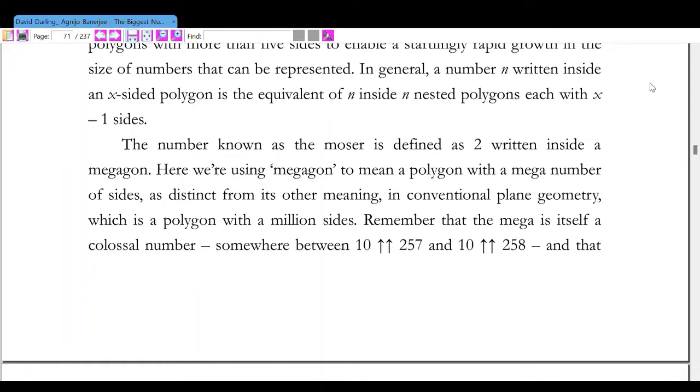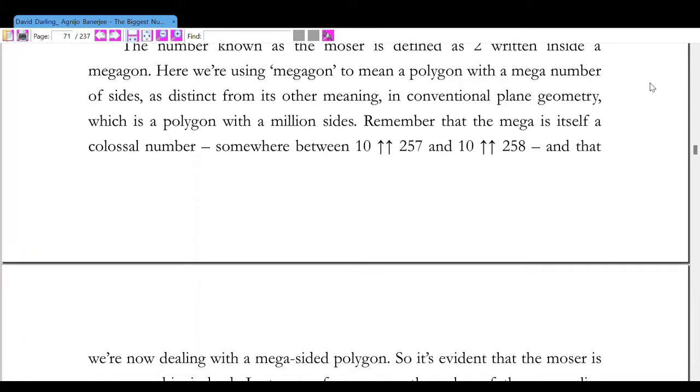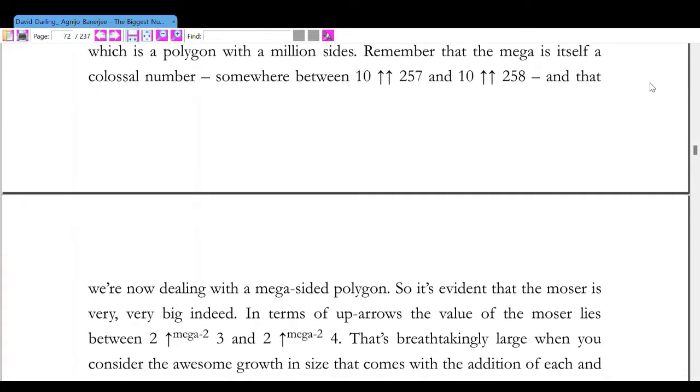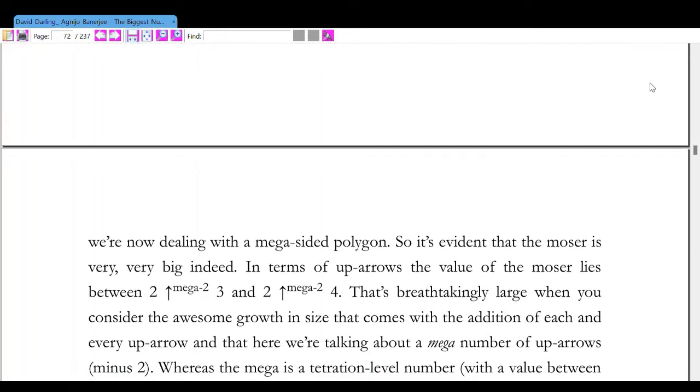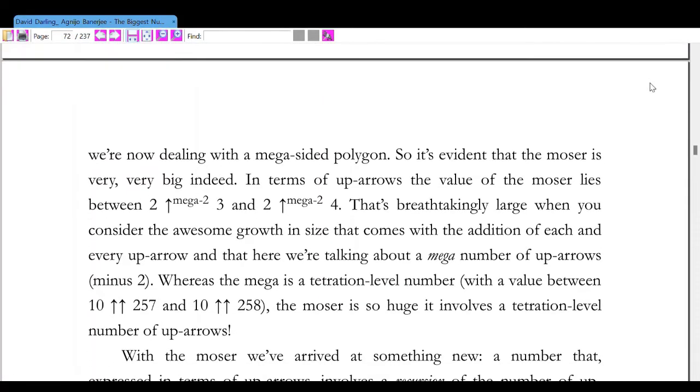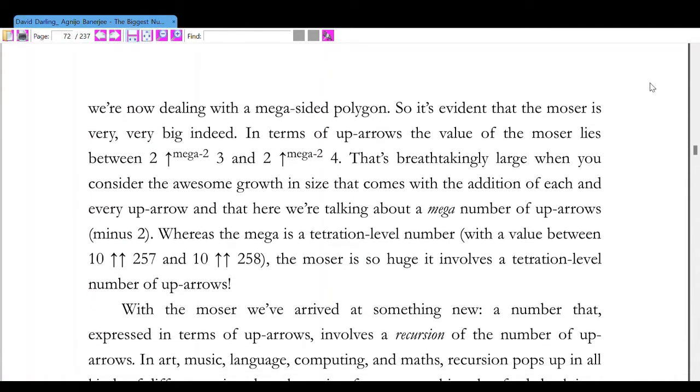The number known as the moser is defined as 2 written inside a megagon. Here, we're using megagon to mean a polygon with a mega number of sides, distinct from its other meaning in conventional plane geometry, which is a polygon with a million sides. Remember that the mega is itself a colossal number somewhere between those bounds, and that we're now dealing with a mega-sided polygon. So it's evident that the moser is very, very big indeed.